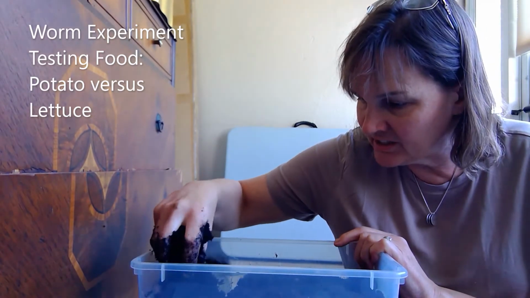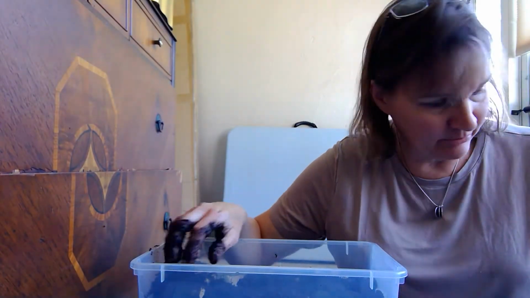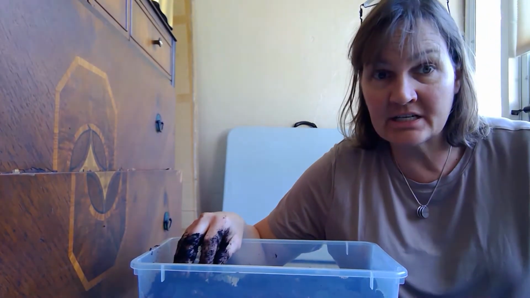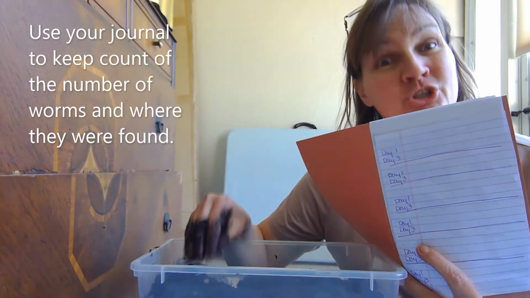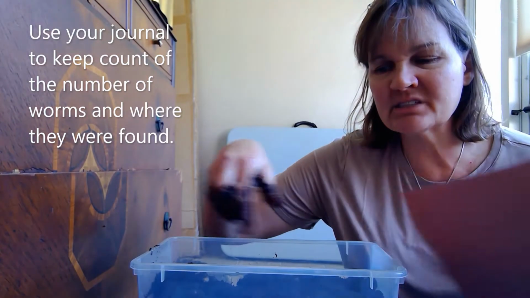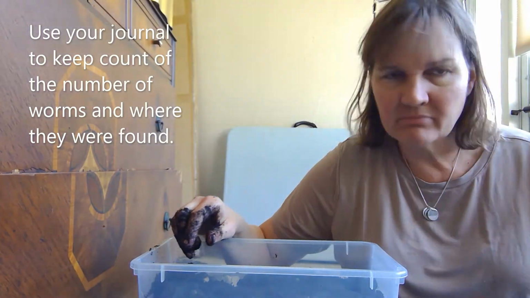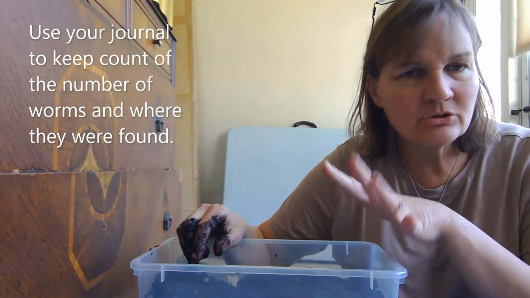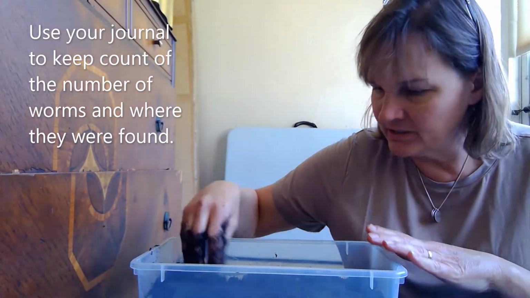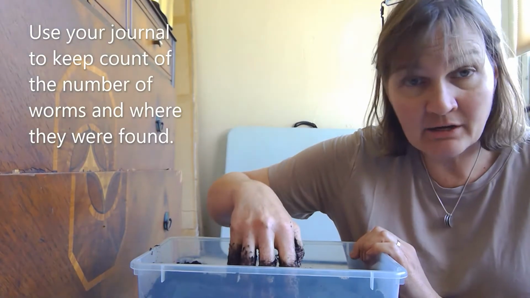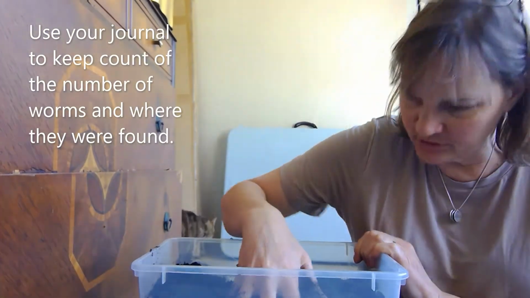But we should be gathering our data, and I'm going to pull out my journal really quick, try not to get it too messy. Now, my journal is set up to collect data from several experiments. You're just doing one. You don't need to collect the data for all of these, just one. Okay, so I only found one worm in the potatoes. I'm now going to look where there's no food.